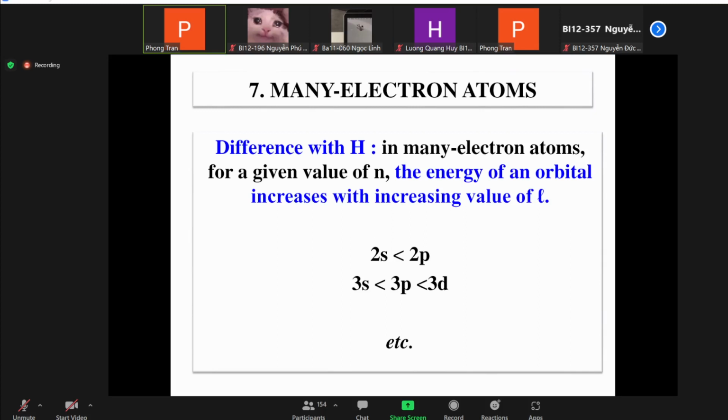However, when we move from hydrogen with one electron to other atoms where you have more than one electron, the energy of an orbital will not be identical, as in the case of hydrogen, but the energy of an orbital increases with the increasing value of L. Let's say if you compare 2s with 2p, the orbital 2p will have a higher energy. In the same way, 3d will have a higher energy than 3p, and 3p higher energy than 3s.